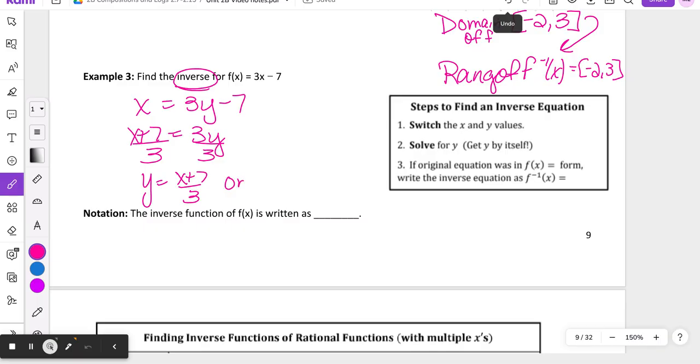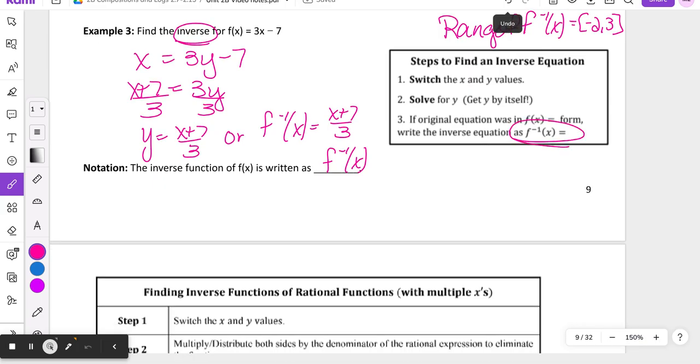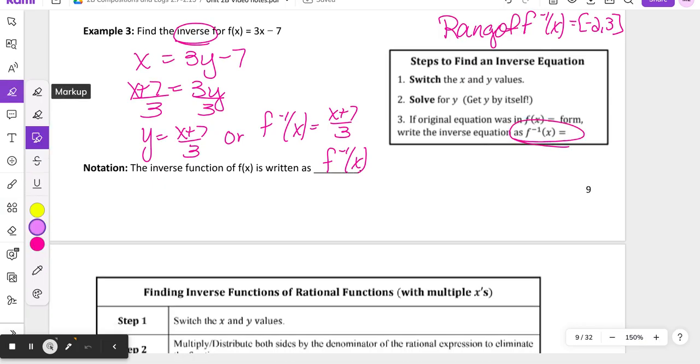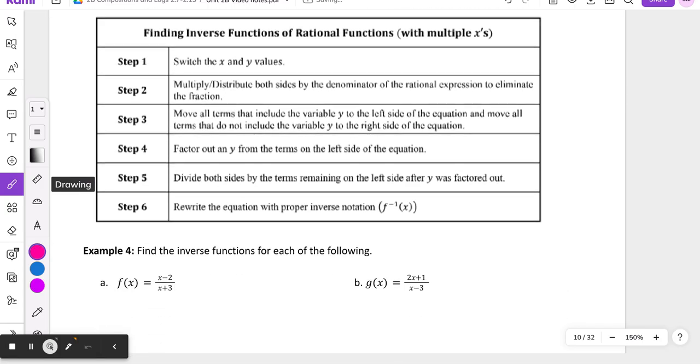Because this is a line, that means it's going to be a function. So I'm going to go back and use inverse function notation. And it doesn't matter how you write it. You can go x plus 7 over 3. You can break it up and do 1/3 x plus 7/3. Okay, but if the inverse is a function, you should use your function notation.